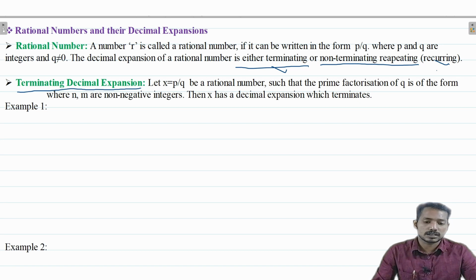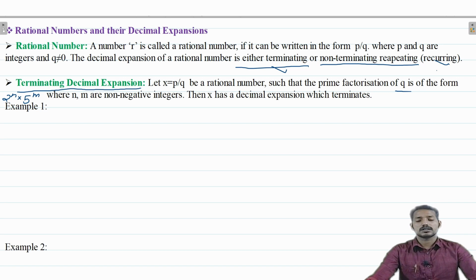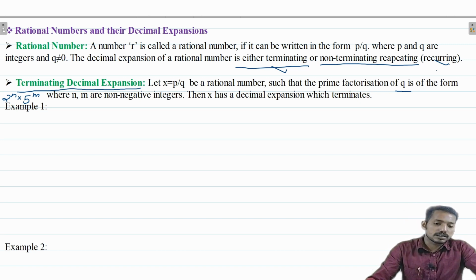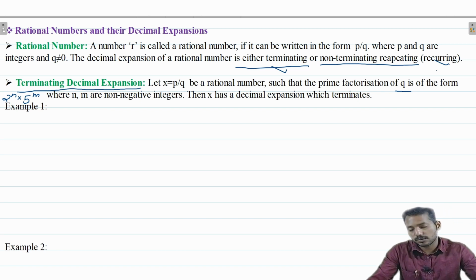In the case of terminating decimal expansion, let x equal to p by q, a rational number. If the prime factorization of q, the denominator, is of the form 2 raised to n into 5 raised to m, this is the condition. The denominator should only consist of the prime factors 2 and 5, where n and m are non-negative integers. Then x has a terminating decimal expansion. Let's take some examples from your textbook so that we will get a clear idea.